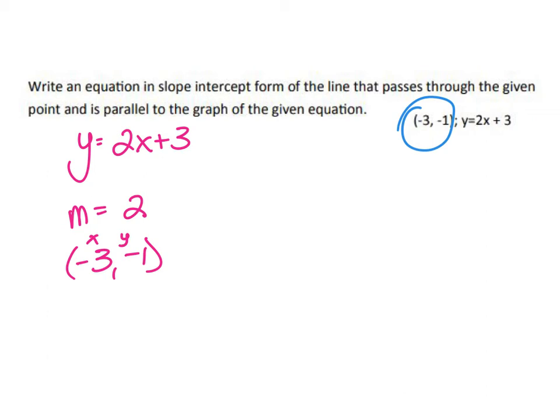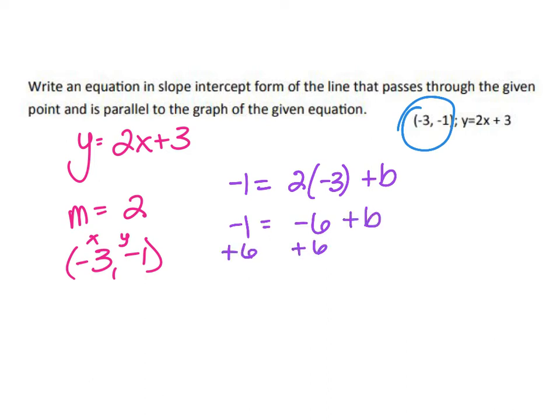So we have negative 1 equals 2 times the x we have, which is negative 3, plus b. So we need to find the new b. So negative 1 equals negative 6 plus b. I'm going to add 6 on both sides. So we end up with 5 equals b. So let's write our new equation. y equals 2x plus 5.